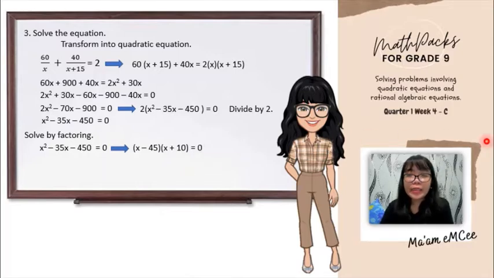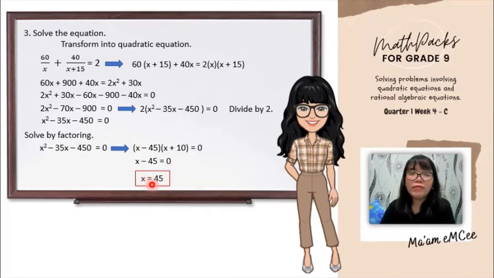And then, we equate each factor to 0. So we equate first x minus 45 to 0. Equating means equals to 0. So x minus 45 is equal to 0. In order to get the value of x, we need to transpose negative 45 to the other side of the equation. So transposing meaning ma-change ang sign. So from being negative 45, mahimo na siyang positive. So that means to say our x is equal to positive 45.